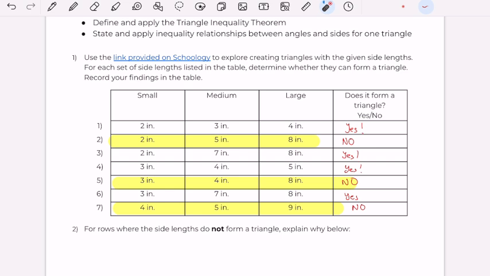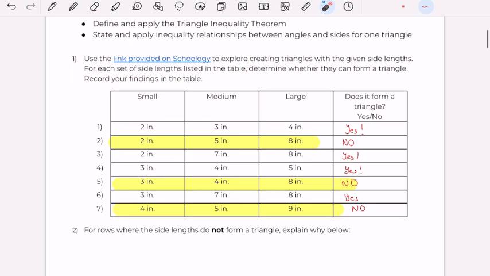For example, here there is an applet, a GeoGebra applet, in which you can put the measurement of the sides and move the vertices around and check if you can actually build a triangle with lines that measure 2, 3, and 4. And I invite you to try to go to the applet and explore. You will conclude that these three rows, the quantities 2, 5, and 8, 3, 4, and 8, and 4, 5, and 9 won't create a triangle.